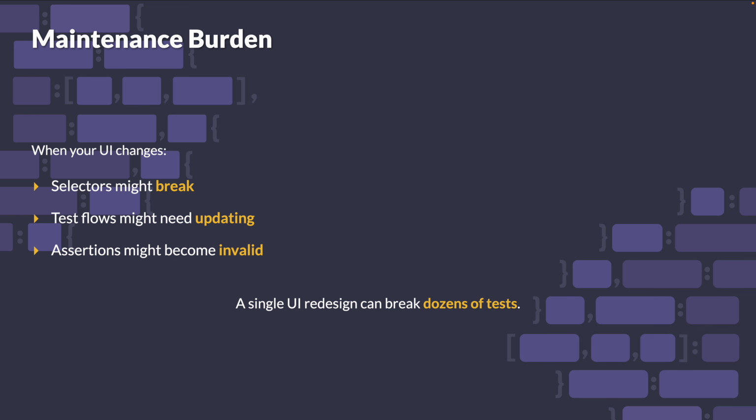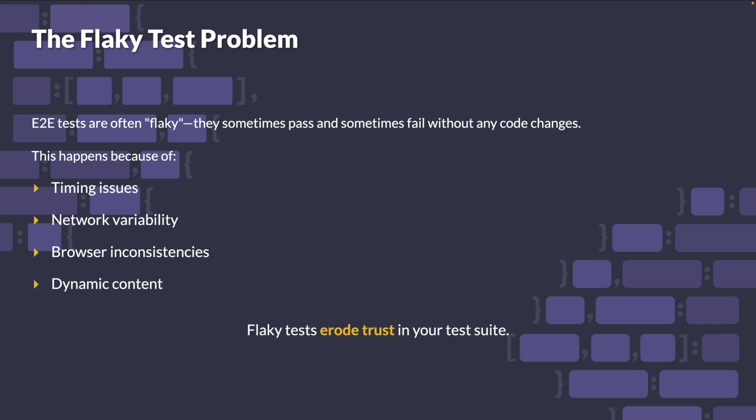Also, there's the maintenance burden. Basically, tests need maintenance. When your UI changes, selectors might break, test flows might need updating, assertions might become invalid. A single UI redesign can break tons of tests, dozens of tests.